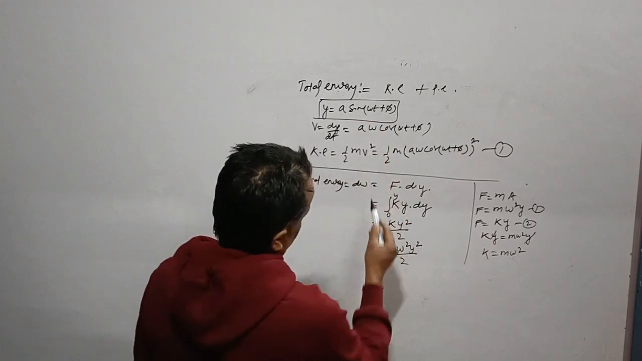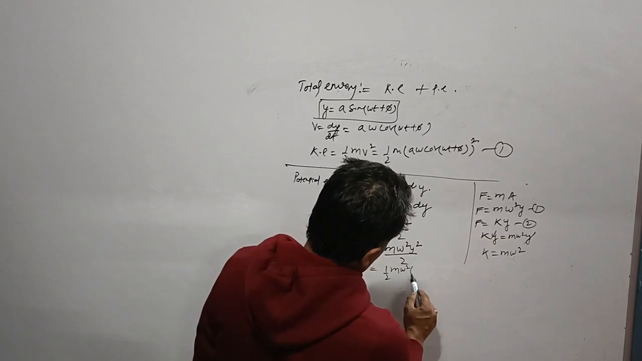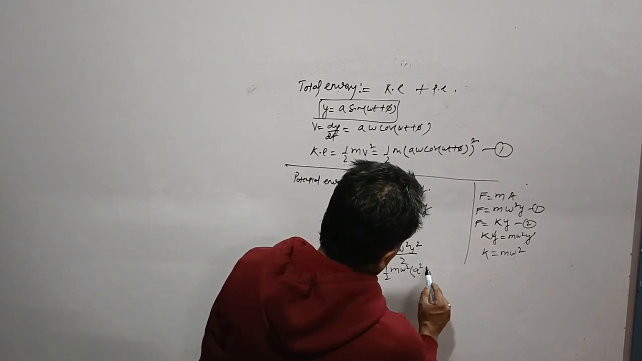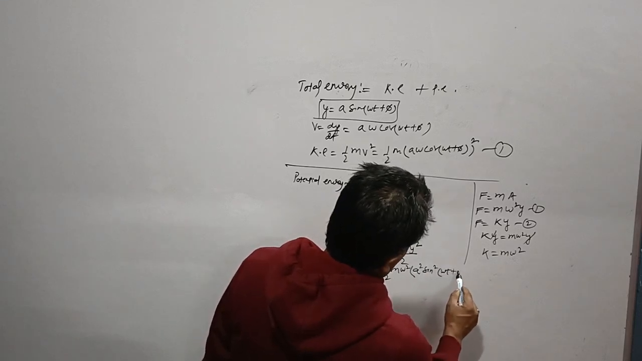And we know that y is what? We have this as 1 by 2 m omega square. y is a square sine square omega t plus phi.